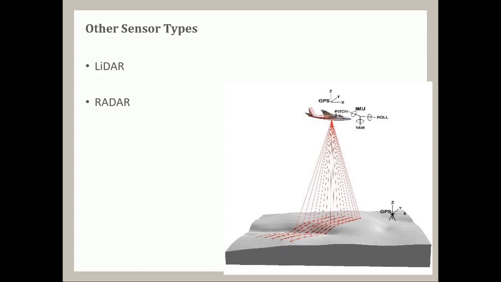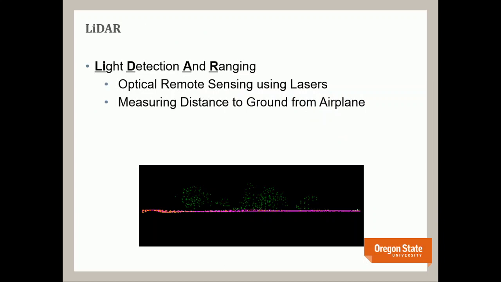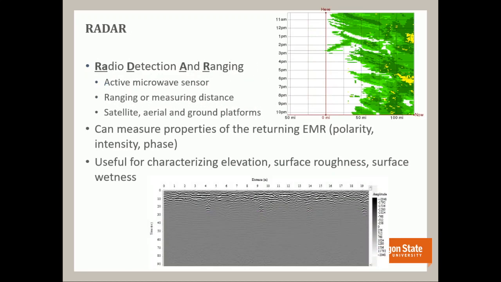Other sensor types include LiDAR and radar. LiDAR is light detection and ranging, optical remote sensing using lasers, measuring distance to ground from an airplane. Radar is radio detection and ranging, an active microwave sensor, ranging or measuring distance based on satellite, aerial and ground platforms, and can measure properties of the returning electromagnetic radiation: polarity, intensity and phase. Useful for characterizing elevation, surface roughness and surface wetness.